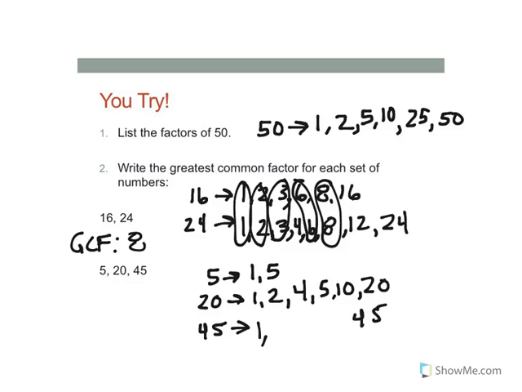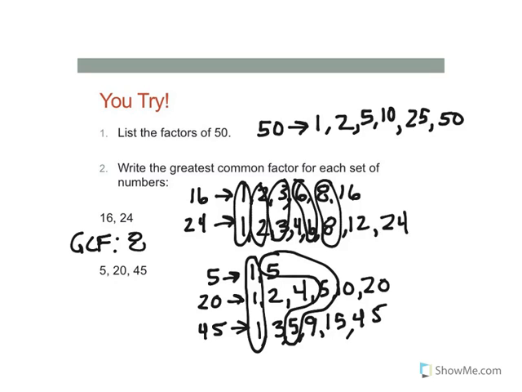It's not divisible by 2. 5 plus 4 is 9, so that means it must be divisible by 3. So 3 and 15. And then it's not divisible by 4, but it's divisible by 5, 5 and 9. Now we want to go through and circle the ones they have in common, which is just 1 and 5. The greatest one that they have is 5, so the GCF of 5, 20, and 45 is 5.